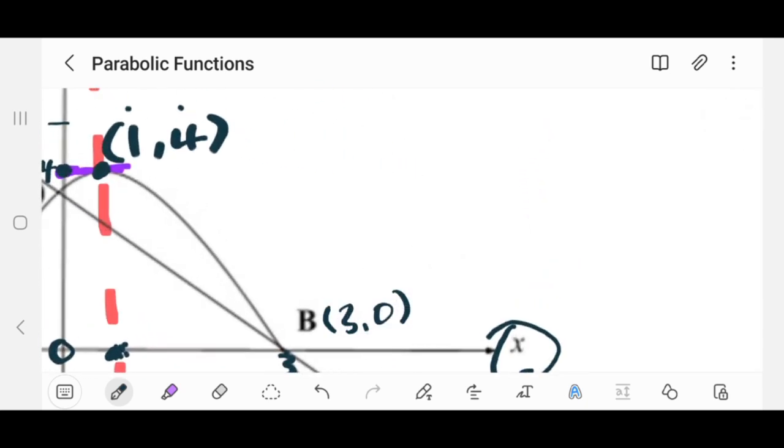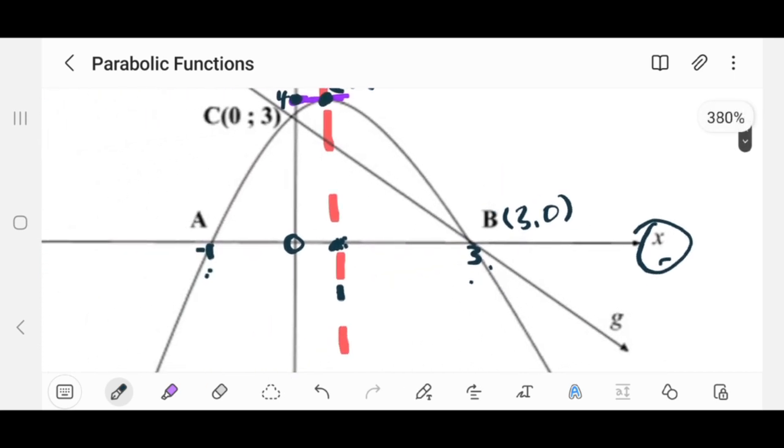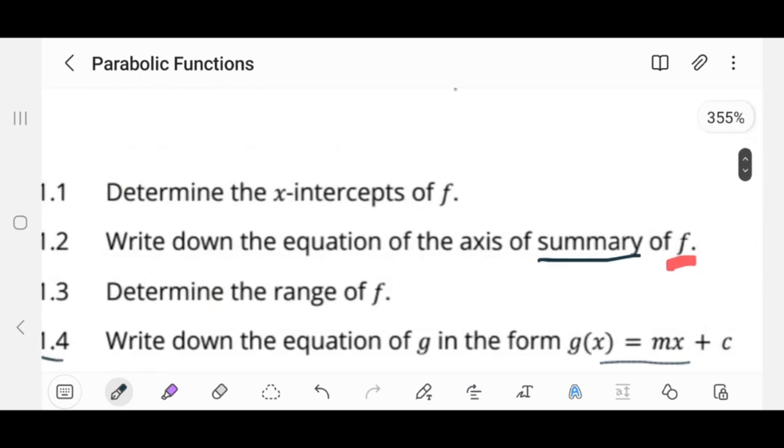is 3:0. So we need two coordinates that are on the line, of which the only two coordinates we have is this coordinate and that coordinate. So we're going to use the two coordinates to find the gradient. This is in analytical geometry, you learn how to calculate gradient. So the first coordinate is 0:3 and 3:0.